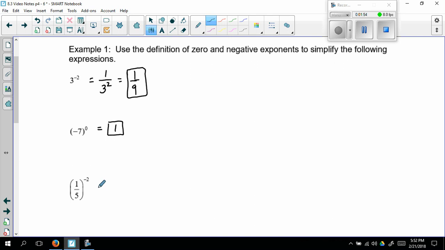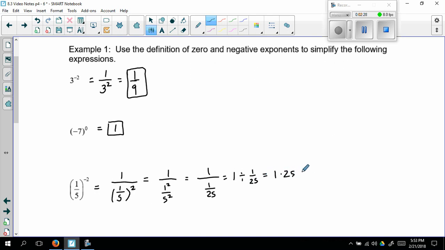On this one, I can use the negative rule. So I could go 1 over, because I'm going to put this fraction in the denominator. That's using my negative rules. And then I'm going to use my power rules. So this is the same thing as 1 squared over 5 squared, which is the same thing as 1 over 25. And hopefully we're comfortable dividing fractions. 1 divided by 1/25 is the same thing as 1 times 25. So that just equals 25.